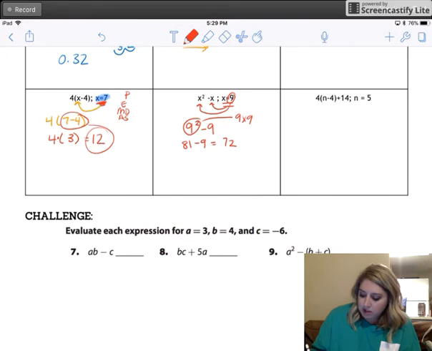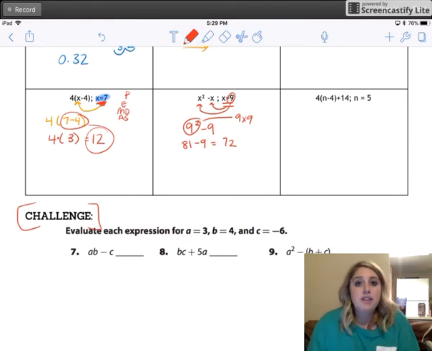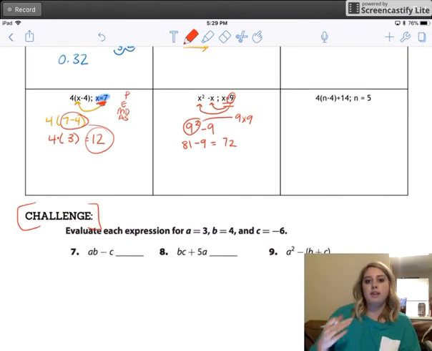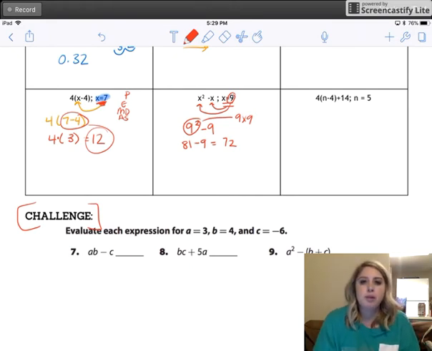We are now on to our challenge section. And the challenge section, you actually all do need to know this. So I'm going to go through the first one, and then I'm going to see which ones of you can actually go through and solve 8 and 9. So I'll do 7 with you, and then I want to see who are the brave, who are the mighty, who can do 8 and 9.